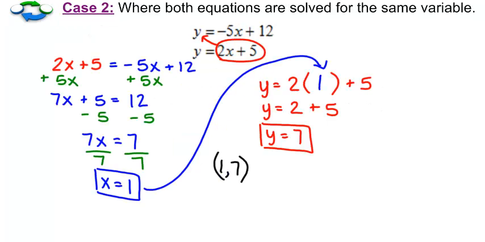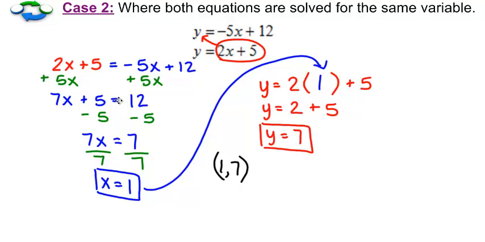The second case we're going to look at is when both equations are solved for the same variable. In this case, both equations are solved for y. Could have been x, but just in this case it happens to be y. Now, because of that, we're going to take what y is equal to down here, this 2x plus 5, and we're going to plug it in where we see y in the top equation. So our new equation, instead of reading y equals negative 5x plus 12, it now reads 2x plus 5 equals negative 5x plus 12.